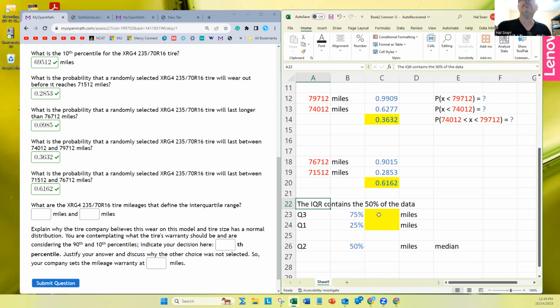The interquartile range, on the other hand, contains the middle 50% of the data. So I need to change this to the middle 50% of the data.